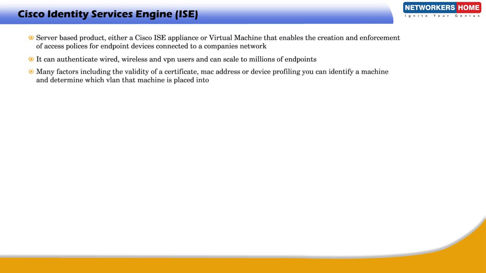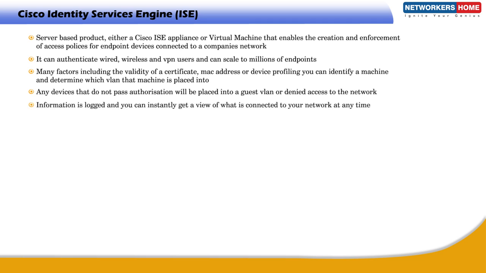Based on many factors including the validity of a certificate, MAC address or device profiling, you can identify a machine and determine which VLAN that machine is placed into. Any devices that do not pass authorization will be placed into a guest VLAN or denied access to the network. All this information is logged and you can instantly get a view of what is connected to your network at any time.